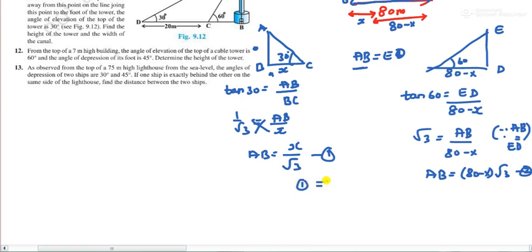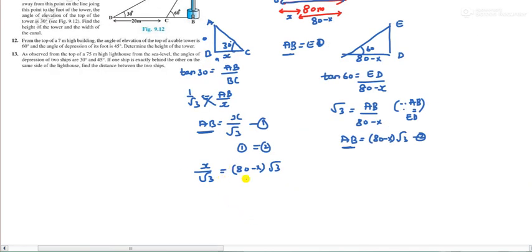Now since both of them are equal, because on the LHS only AB is given, we can write X by root 3 is equal to 80 minus X into root 3. Now on solving, do the cross multiplication. If nothing is there in the denominator, it will be 1. So X into 1 is X, and here you will get 80 minus X into root 3 into root 3, which is 3. So this will become 240 minus 3X. This is X.